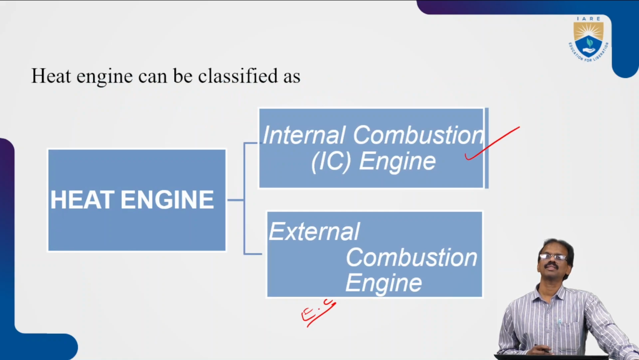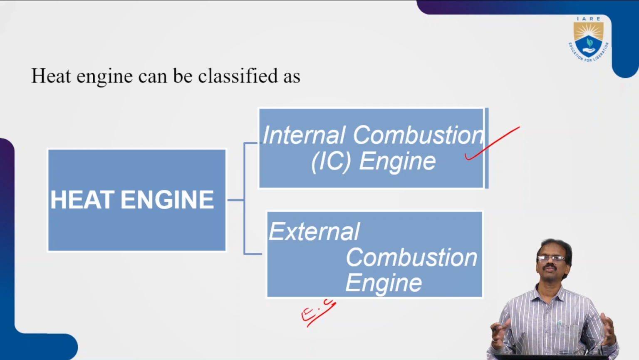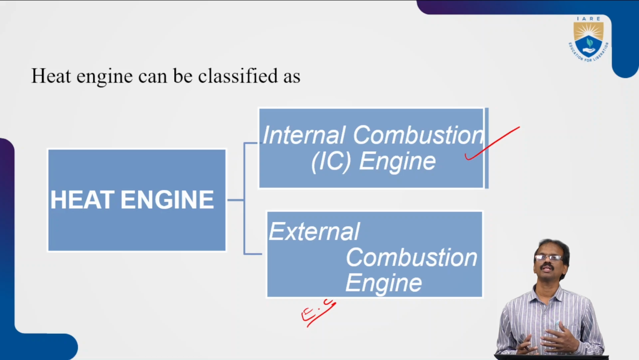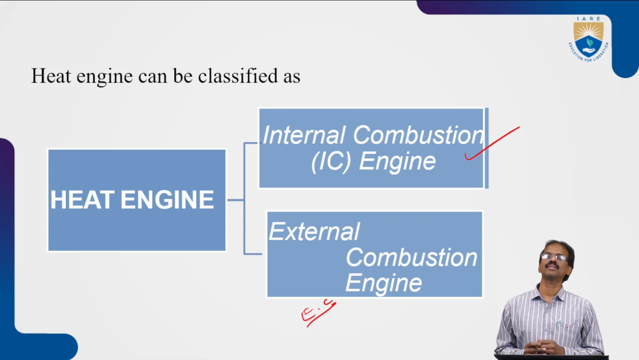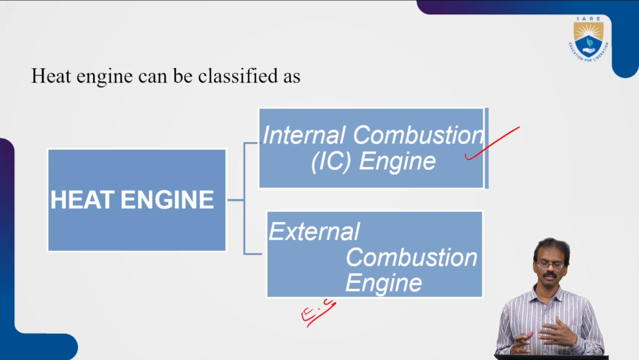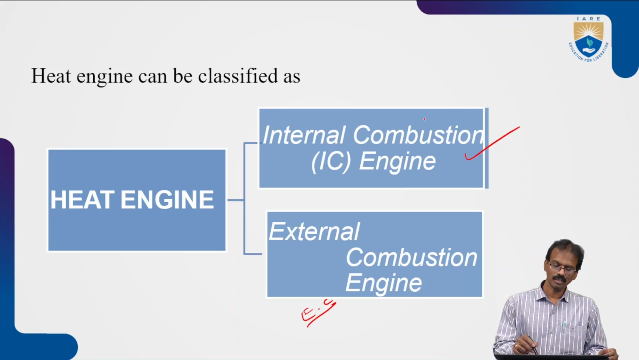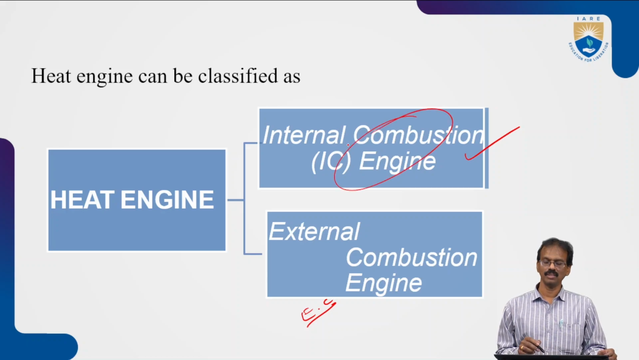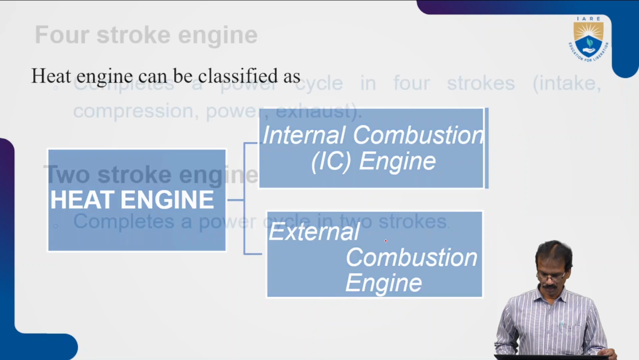External combustion means combustion takes place outside of the cylinder. It requires huge space, and its efficiency is also less compared to the internal combustion engine. In an internal combustion engine, combustion takes place inside the cylinder. So it is a compact engine and requires less space. It gives good efficiency, mechanical efficiency also. So external combustion engines are replaced with IC engines nowadays.